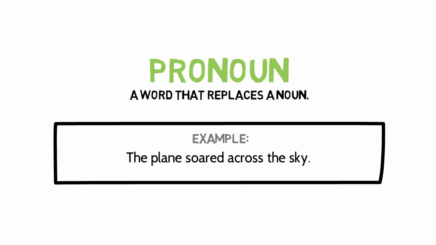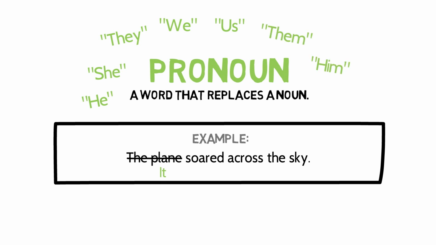Now, if we had already used the word plane a few times in previous sentences, we don't really want to use it again, because that'll make the writing sound boring and repetitive. So, what we can do here is replace the noun with a pronoun, with plane becoming it. It soared across the sky. Other examples of pronouns include he, she, they, we, us, them, him, and her. And all of these words can be used to replace a noun in a sentence.